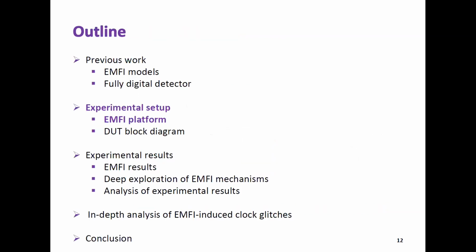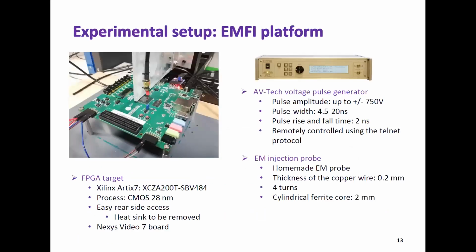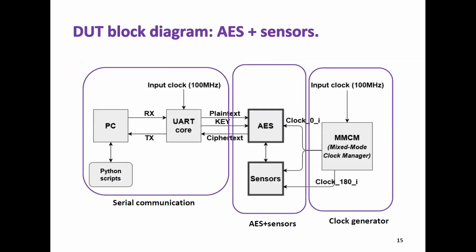Now we start to detail the experimental setup. For the EMFI platform, we use an FPGA target, a Nexys Video 7, which embeds an Artix-7 200T. And we use an AVTech voltage pulse generator, whose pulse amplitude is up to plus or minus 750 volts. Our objective is to test the efficiency of the sensors, as well as to study the mechanism of EMFI. That's why our design under test is an AES plus sensor, where the sensor is embedded inside the block as calculated.